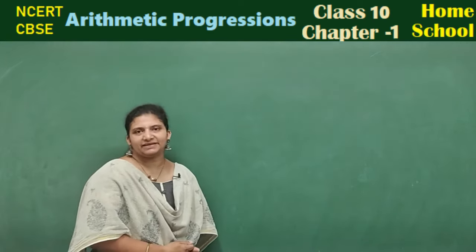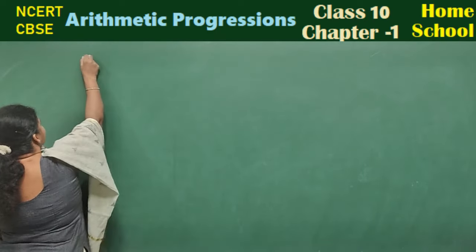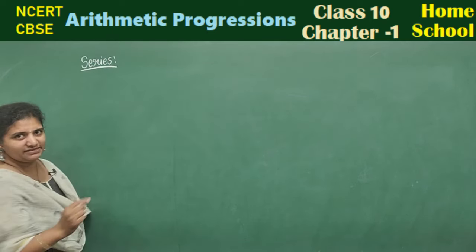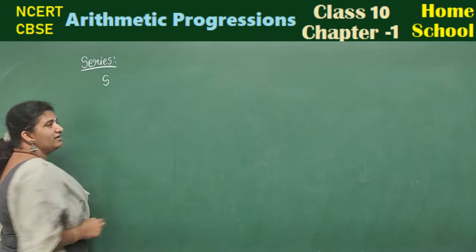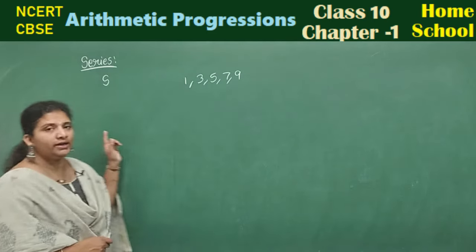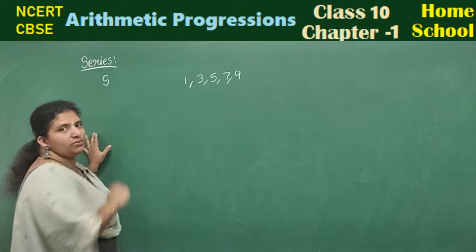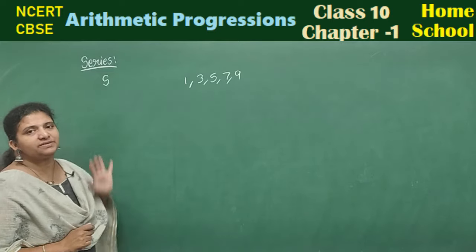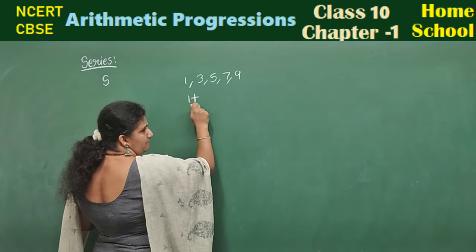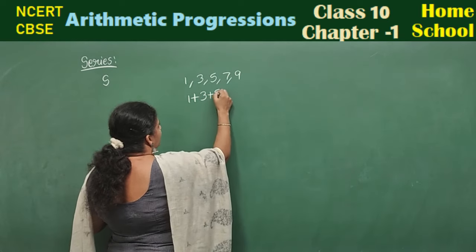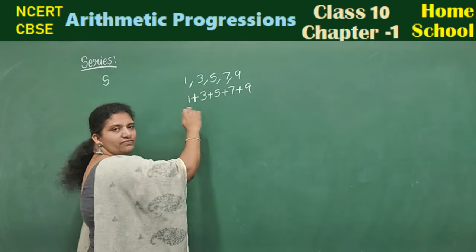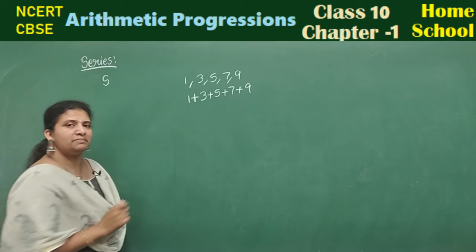Okay. Next concept is series. What is a series? The sum of the sequence is called a series. Series is represented by the letter S. Let me take a sequence 1, 3, 5, 7, 9. I am talking about series. The sum of the sequence is called a series and it is represented by the letter S. So look here, sum of the sequence: add 1 plus 3 plus 5 plus 7 plus 9.